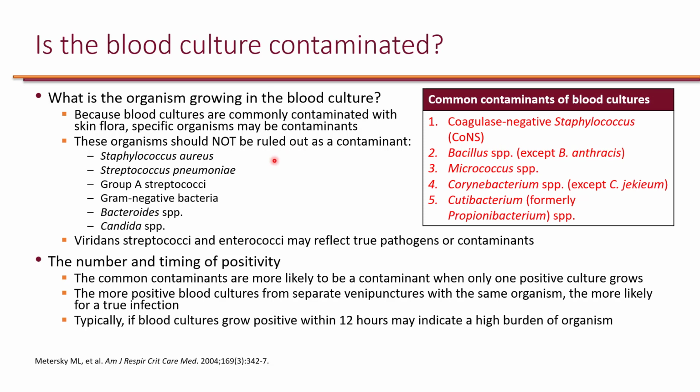Now, these organisms should never be ruled out as a contaminant: Staphylococcus aureus, Streptococcus pneumoniae, group A strep, gram-negative bacteria, Bacteroides, and Candida. So even if one of several cultures is growing Staphylococcus aureus, for example, it should be treated as an infection because these organisms kill patients, so therefore they should not be taken lightly. With viridans streptococci and enterococci, because they can be either pathogen or contaminant, they should really be judged based on the clinical presentation and severity of infection of the patients.